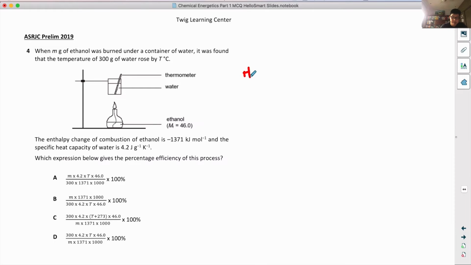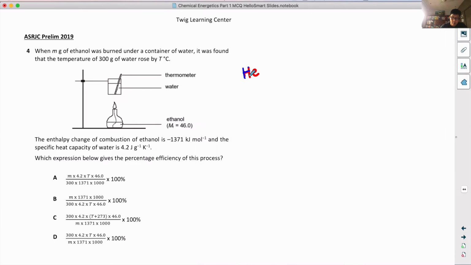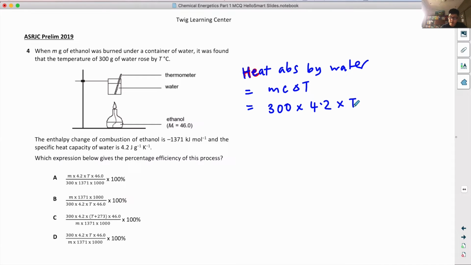So what's the heat? I'm just going to write down over here. What's the heat absorbed by the water? Which equals mc change in T. The mass of the water, m, is 300. This is 4.2, the specific heat capacity, times T. So the unit here will be in joules. How do I know? Because it's joules per gram per Kelvin.